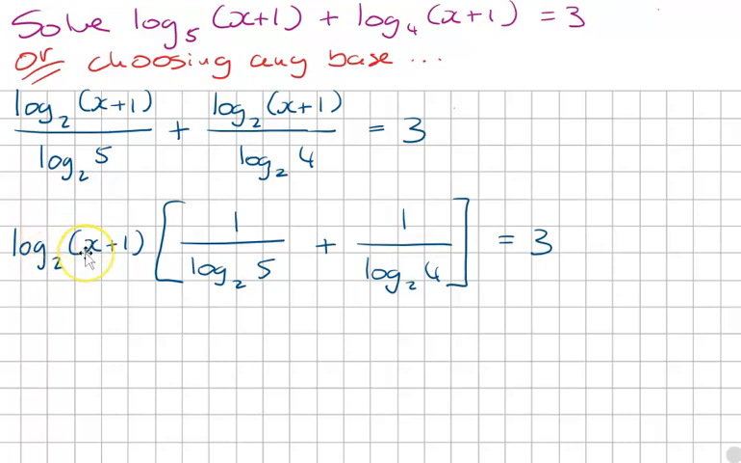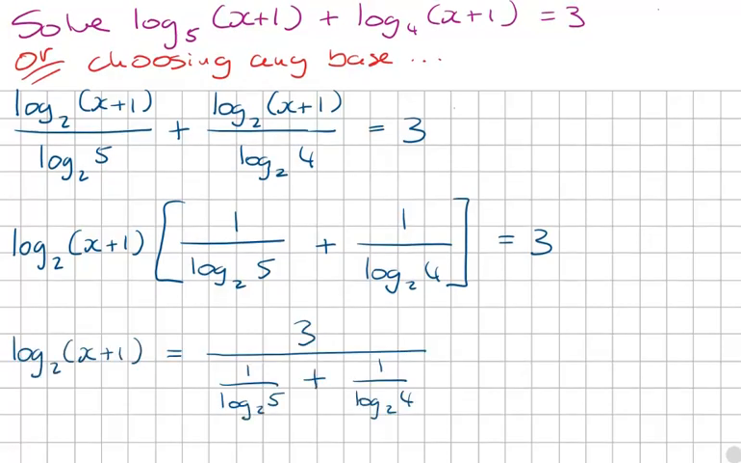So log base 2 of x plus 1 is really log base 2 of x plus 1 over 1, and multiplying those out, we will get back to the start. And likewise with the term on the right-hand side, we will get back to the start. Then dividing both sides by what's inside these square brackets to get all the constants on the right-hand side, we end up with log base 2 of x plus 1 is equal to 3 over (1 over log base 2 of 5 plus 1 over log base 2 of 4).